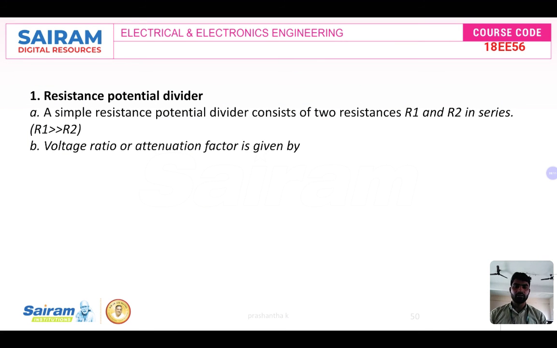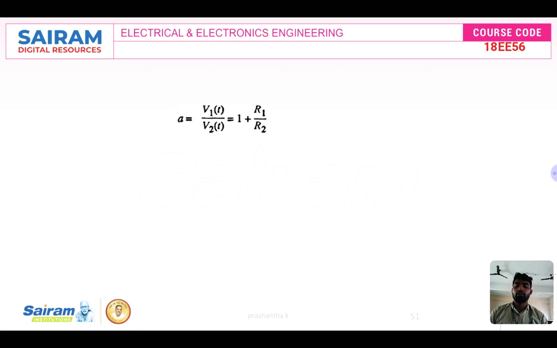Resistance potential divider: a simple resistance potential divider consists of two resistances R1 and R2 in series, with R1 greater than or equal to R2. The voltage ratio, or attenuation factor, is V1(t) divided by V2(t), that is 1 plus R1 by R2, which is the equation used for calculation.